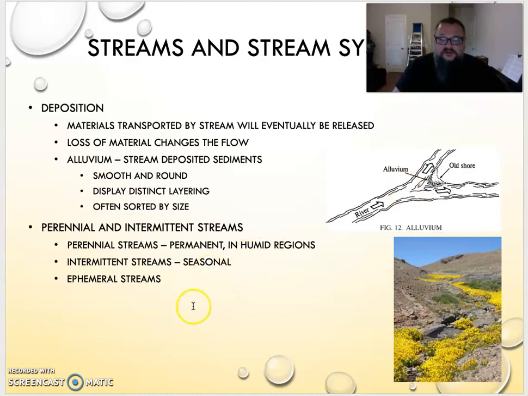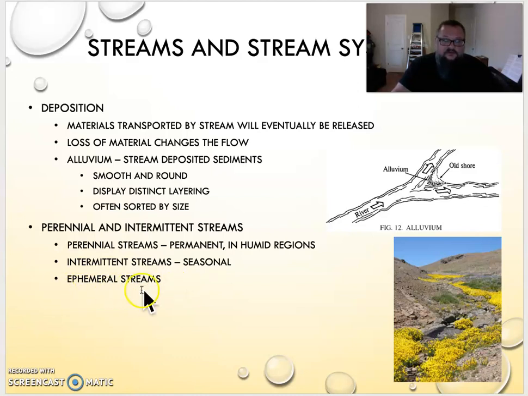When we talk about streams, we talk about streams that flow all the time, always have water in them. Those are what we call perennial streams. The Mississippi River and the Ohio River are perennial streams. And then what we call intermittent streams, these are seasonal streams. So if you have a place that has a rainy season, the rivers may have water in them during the rainy season, but then during the dry season, the rivers may not have water in them. The Salt River out in Arizona has water in it during the rainy season, but not during the dry season.